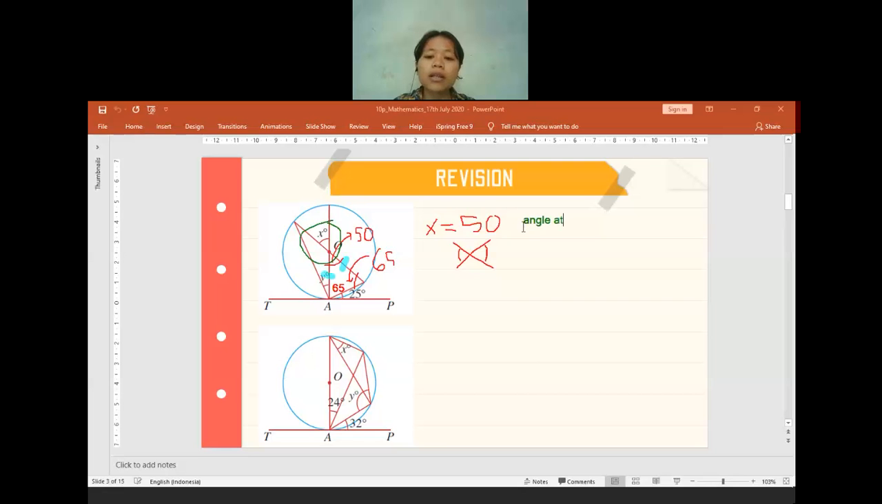Which one is bigger, the angle at center or angle at circumference? Center. Yeah, so the Y is angle at center or angle at circumference? Circumference. So how many degree is angle Y? 25. Okay, is there anyone who gets confused? Because the angle at circumference is half, 50 divided by 2. Okay, is there anyone who gets confused?